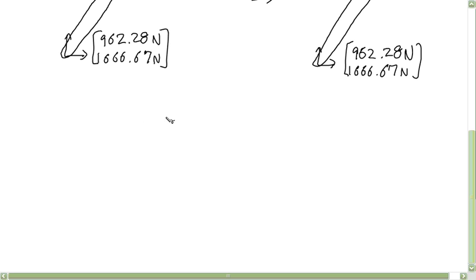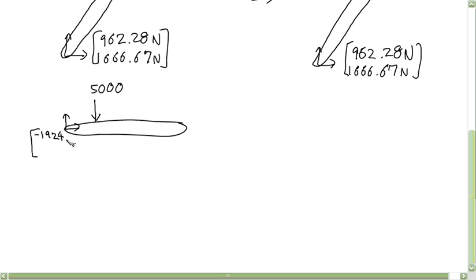And then finally, this one. What forces are acting here? We have that 5,000 Newton force due to the distributed load. We have a force here on 3 by 1. Give the numbers for that. So on 3 by 1, that's negative 1924.56 and 3333.